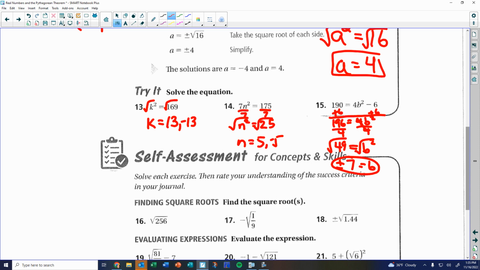equations with square roots. So we kind of took it from the very beginning of finding squares and square roots to actually solving basically a radical equation.